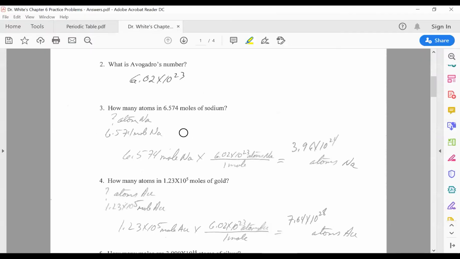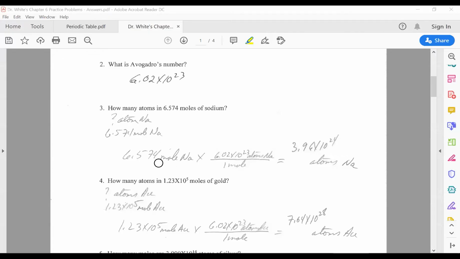And the first one is how many atoms are in 6.574 moles of sodium? What are you trying to find? Atoms of sodium. What are you given? Moles. And it's time to use your good buddy, your good friend, you know it's coming, unit analysis. It's been my good buddy, my good friend for many decades.